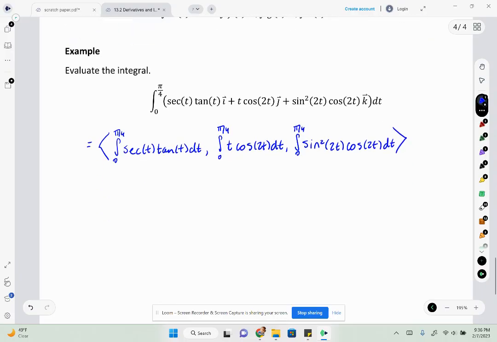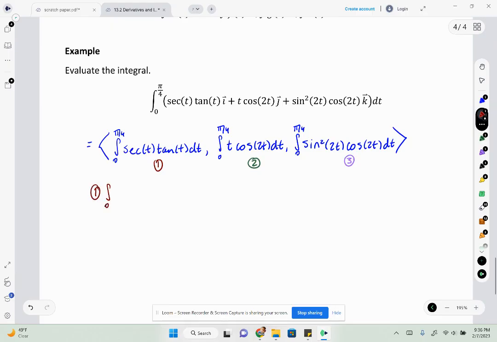Close the angle brackets. Now what I do is I go through and I number these 1, 2, and 3, and I deal with each one separately. When I have my final answer, I need to go back to my vector notation, but in the meantime, I'm going to work with these individually.